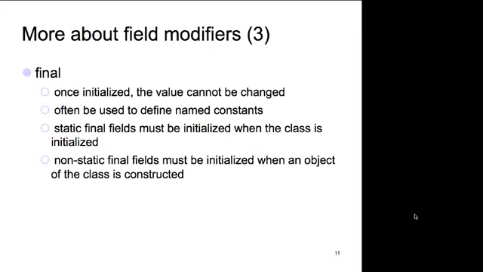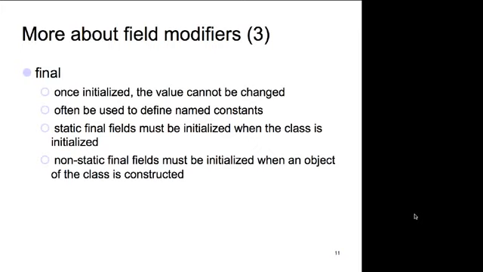And final, static, these keywords can be used anywhere. They can be used in front of parameters, they can be used in front of variables, they can be used all over, and you're going to see them all over the place. So often it's used to define named constants. If you're familiar with that terminology, what is that? Just a constant variable. And a static final can be used together.